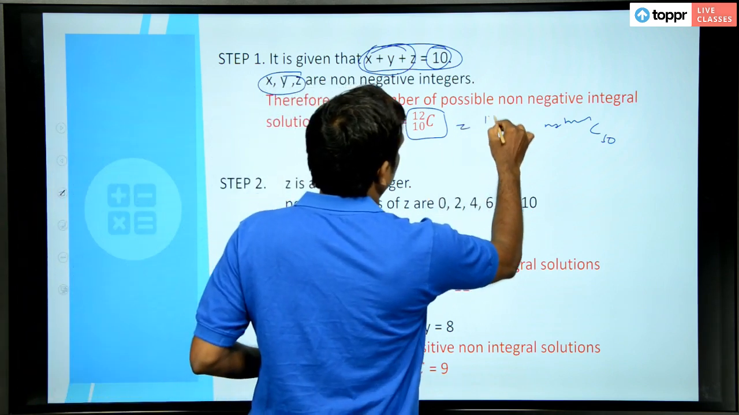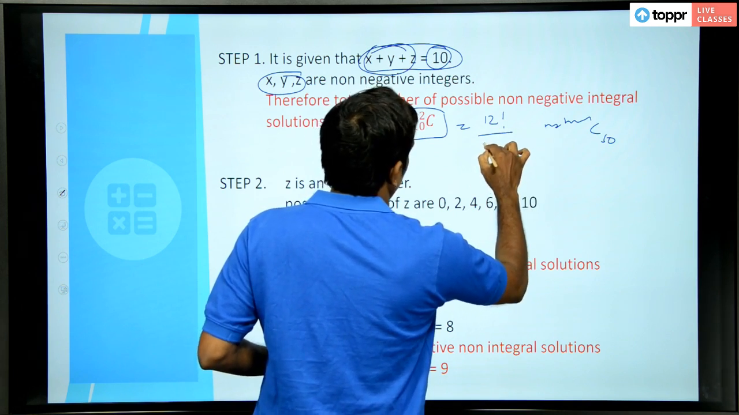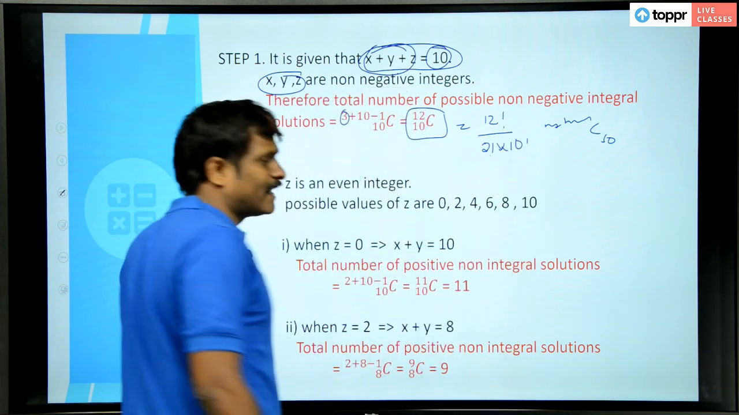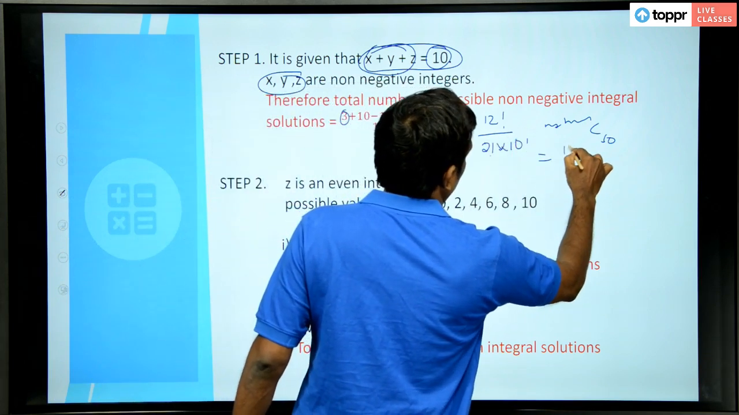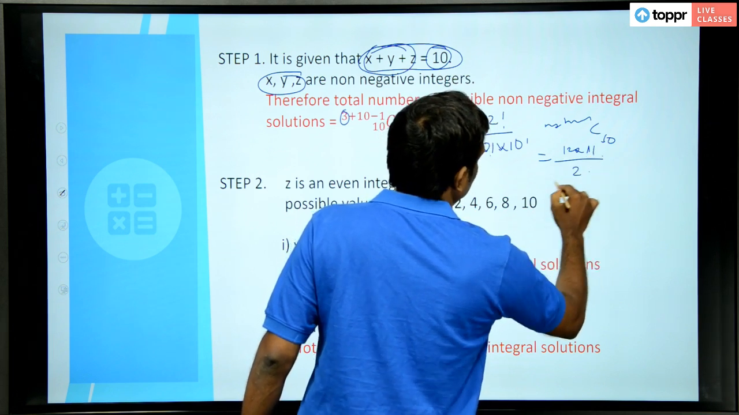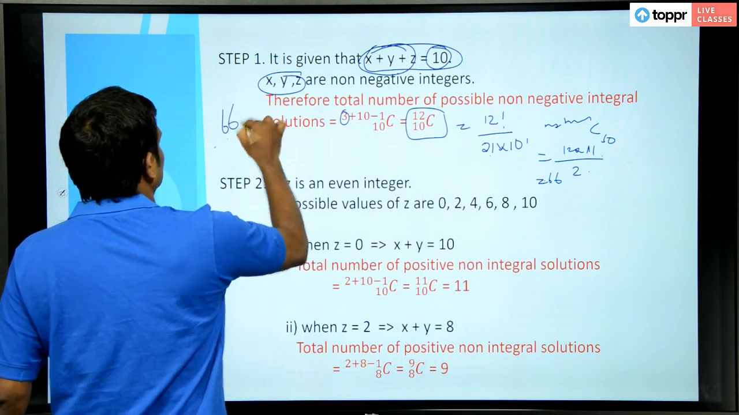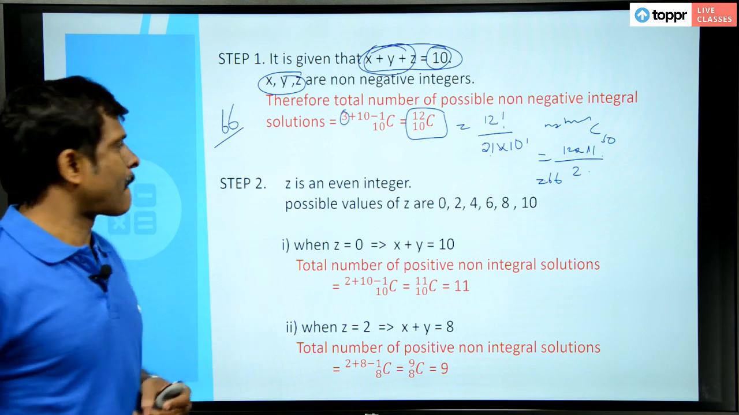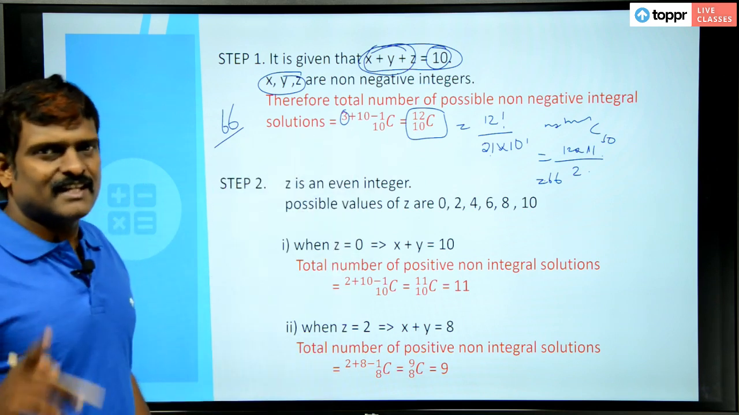So, what can this be? This is equal to 12 factorial by 2 factorial into 10 factorial, using the NCR formula. So, this should be equal to 12 into 11, because 10 factorial and 10 factorial get cancelled, divided by 2. So, this is equal to 66. So, total possibilities we have are 66. That is the denominator of our fraction, which we already found. Now, we break it down into cases and we want only z to be an even number.